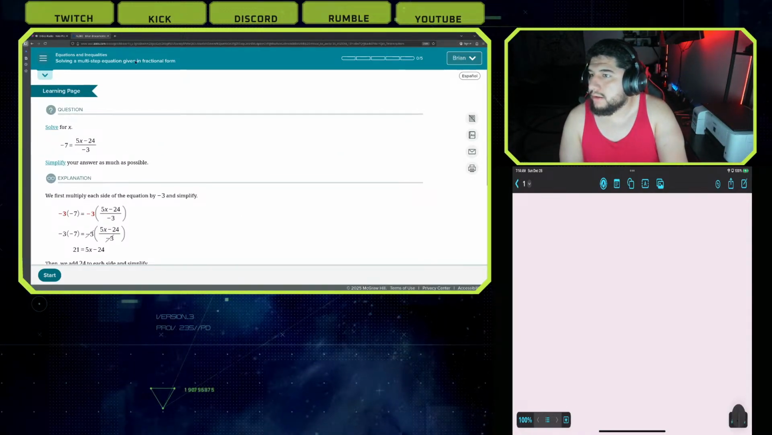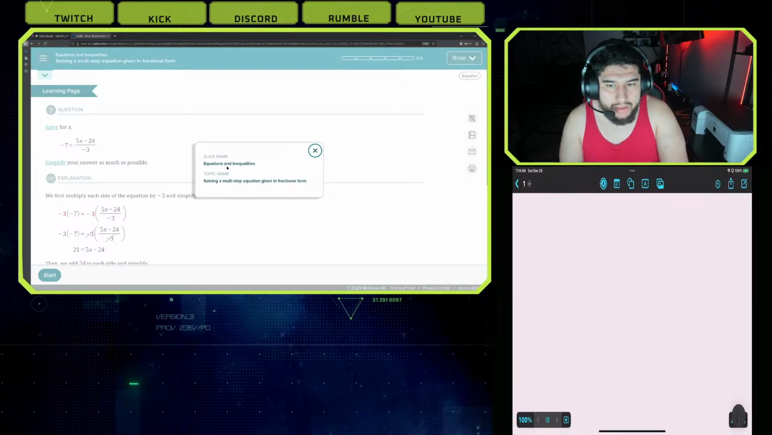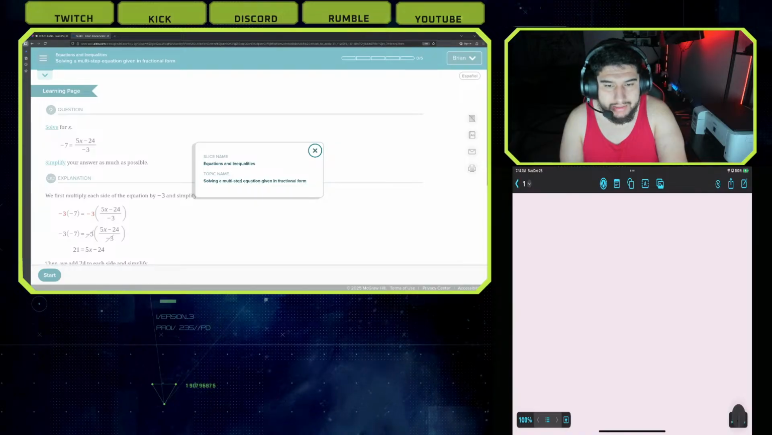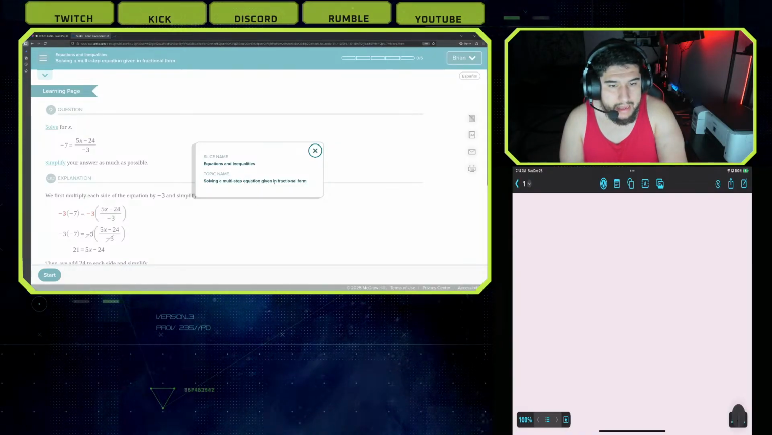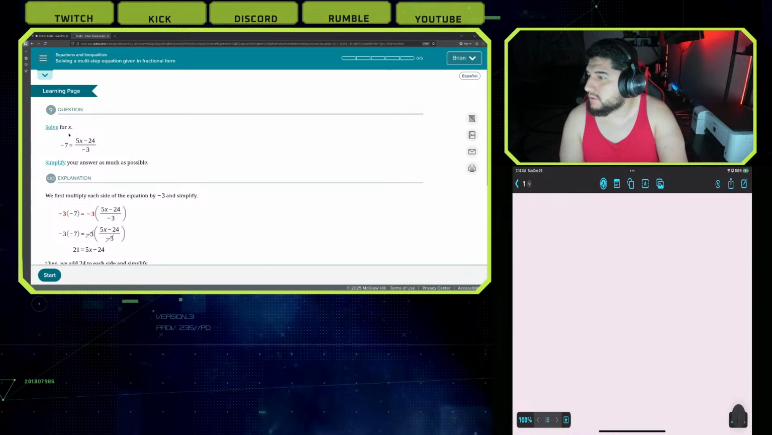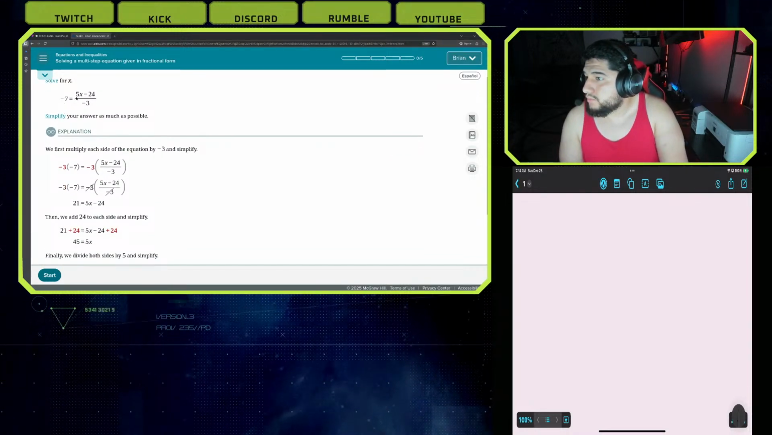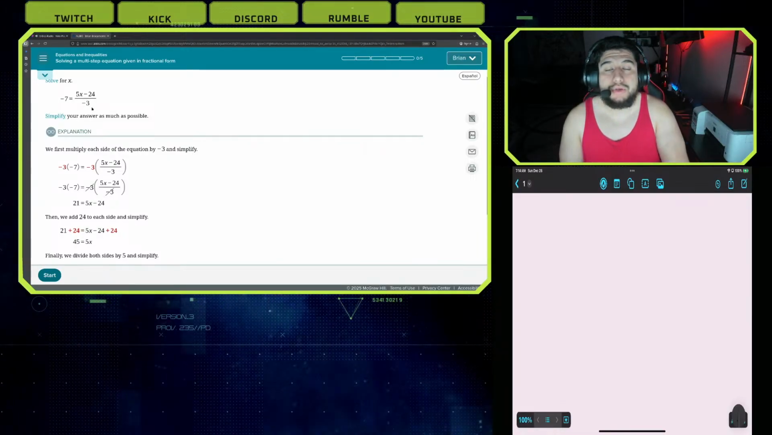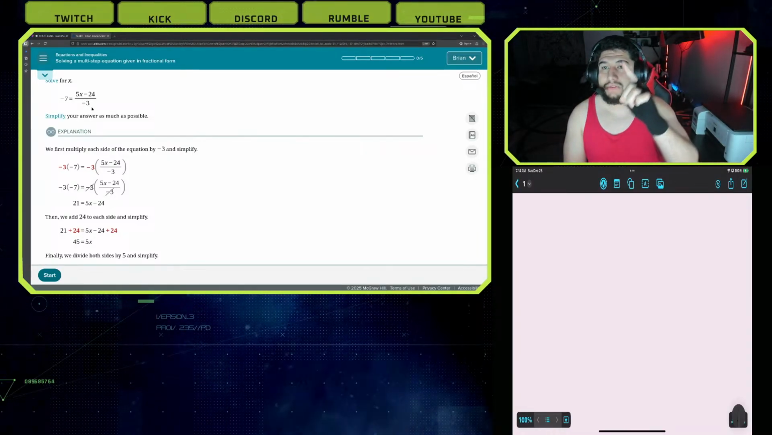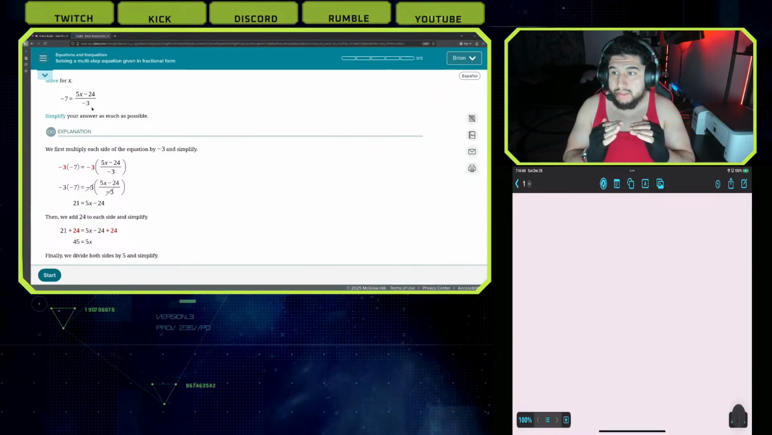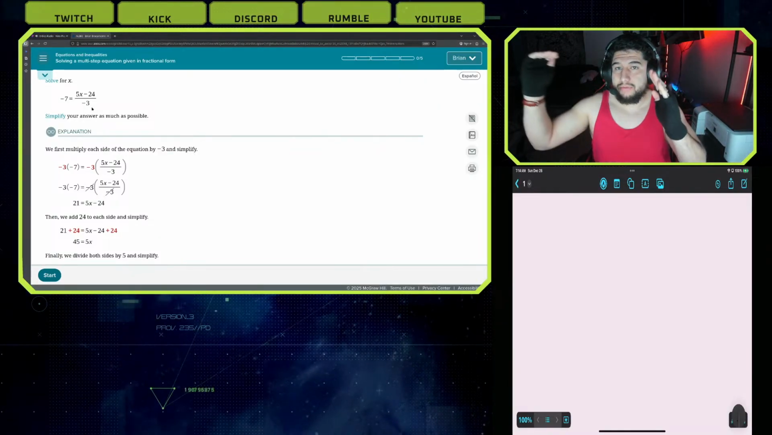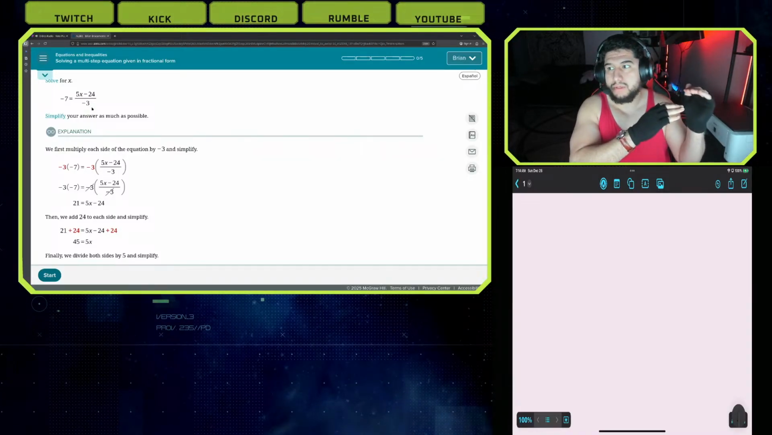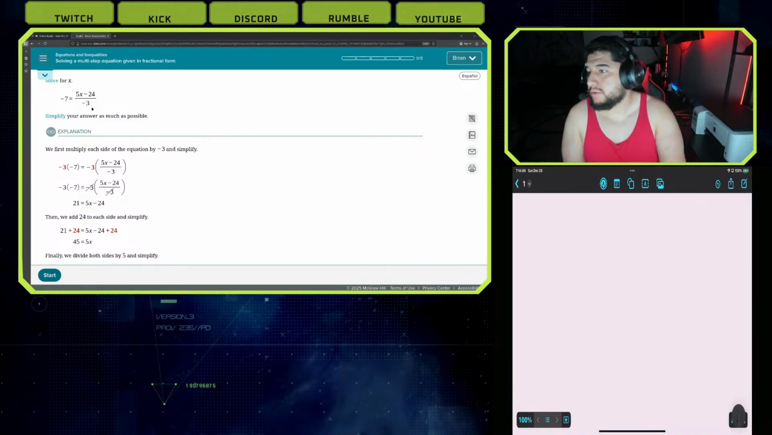Alright, okay, sorry. Slice name is equations and inequalities. The topic name is solving a multi-step equation given in a fractional form. Alright, so solve for x. So solve for x, that means we have to get x by itself and then move everything using PEMDAS, the order of operations, and then slowly move everything over to the other side. That way x is on one side of the equal sign, everything else is on the other side. Alright, so simplify your answer.